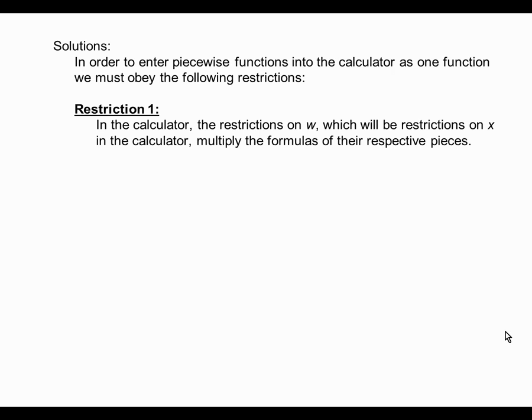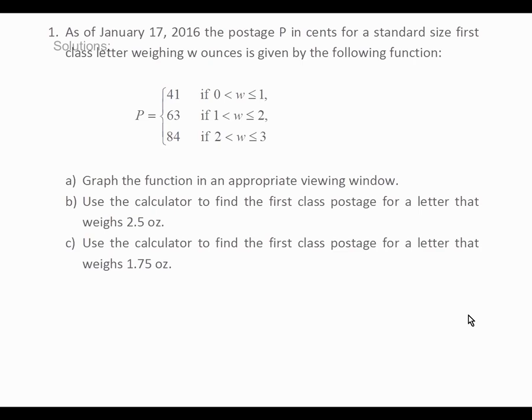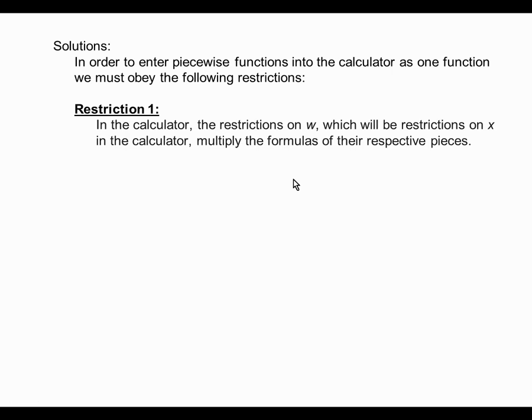In the calculator, the restrictions on W, which are going to be restrictions on X in the calculator, multiply the formulas of the respective pieces. So again, going back up here to the function, we'd have this restriction times 41, this restriction times 63, this restriction times 84. Okay, it sounds weird, but that's what we got to do for the calculator.